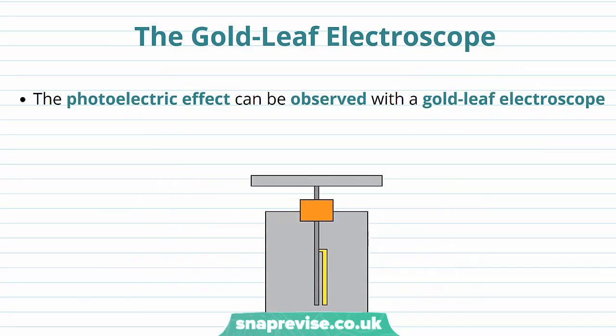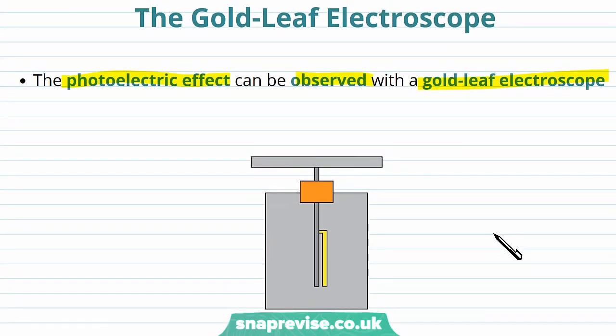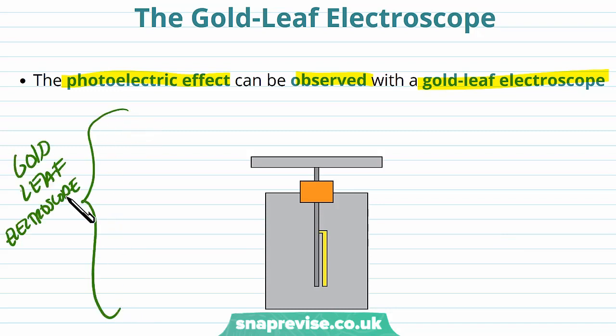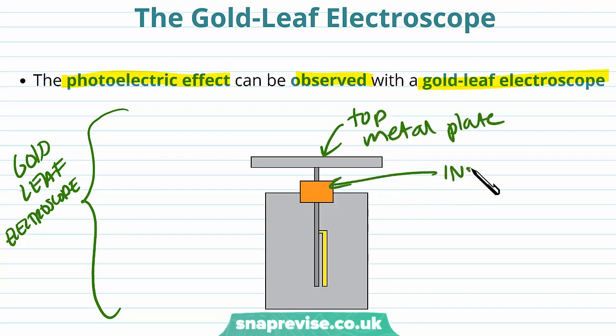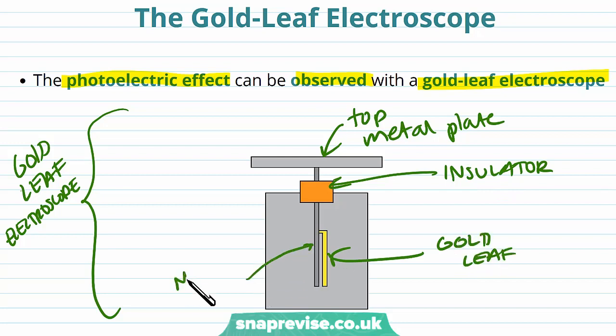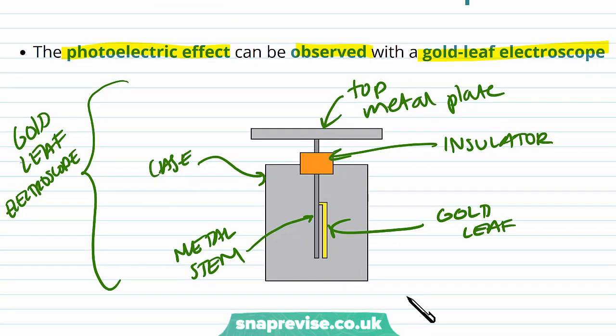So now we're going to see how the gold leaf electroscope enables us to observe the photoelectric effect. The photoelectric effect can be observed with a gold leaf electroscope. So this is the gold leaf electroscope that we can use. And we can see we have this metal plate on the top. This here is an insulator. This is our gold leaf. This is a metal stem. And it's all placed in a case. So that's the gold leaf electroscope that we can use.